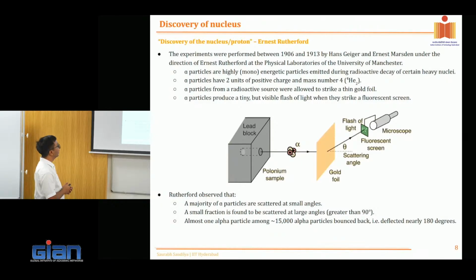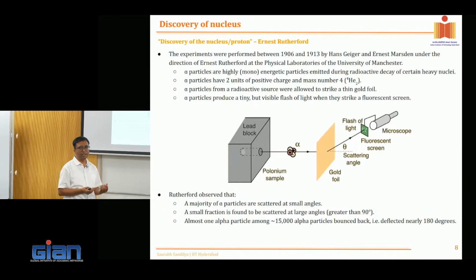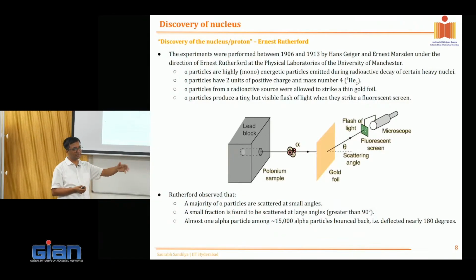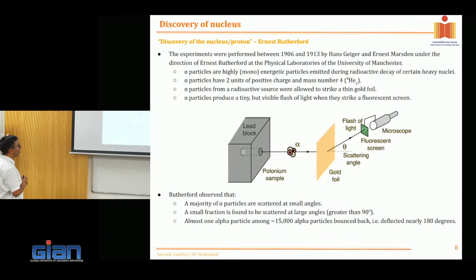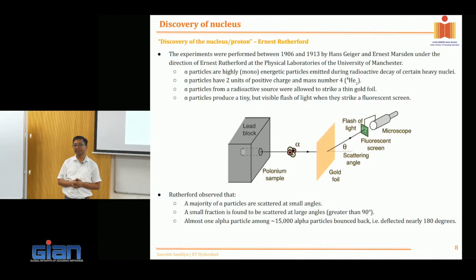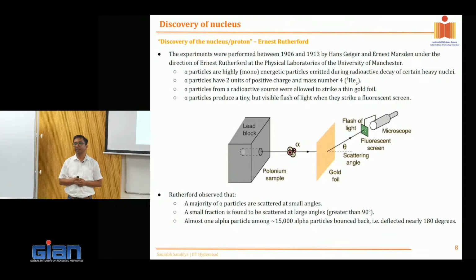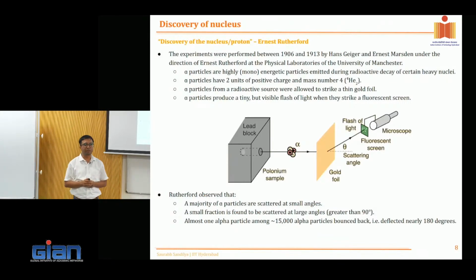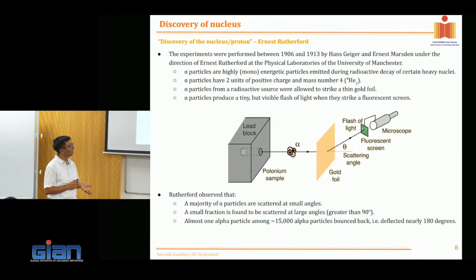I do not have to describe it again, but I just wanted to bring your attention to the observation. A majority of alpha particles are scattered at small angles. What do I mean by small angle? It means they were just undeflected, or deflected very slightly. A small fraction is found to be scattered at very large angles, greater than 90 degrees. Almost 1 in 15,000 alpha particles was backscattered.